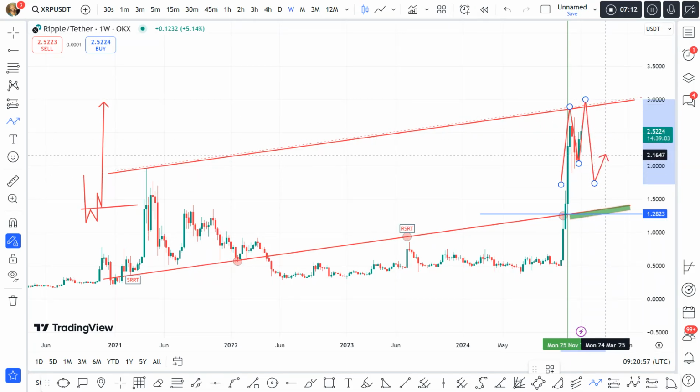Then it will reject. If it breaks the neckline, this is the neckline of the assumed weekly double top structure, then it will come back here. This area is a potential area of value.